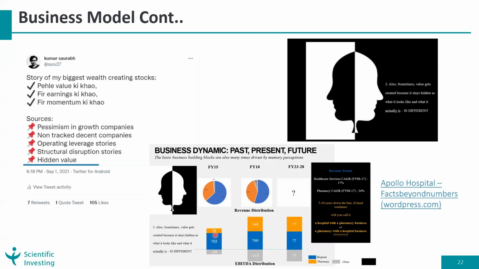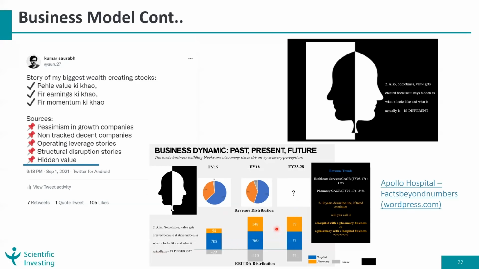And look at the way this business is increasing compared to the hospital business. So 10 years down the line, will you call it a hospital company, or will you call it a retail pharmacy company? Now the stock has become 5x in the last 3-4 years. So now people are calling it a technology company, because they have apps and healthcare has gone digital and whatnot. But the point is, 3 years back, people were perceiving it as something different. Now they are perceiving it as something different.